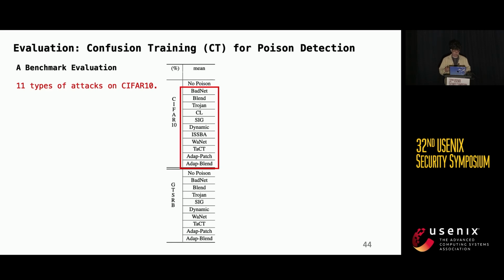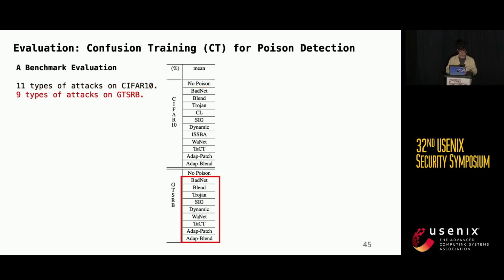To make a very strong evaluation, we actually do a very large benchmark evaluation. We consider 11 types of attack on CIFAR10. This includes some known hard examples like the clean label attack. We use CL to denote that. Also like WaNet, ISSBA, and also two adaptive attacks we mentioned before. And also we consider 9 types of attack on GTSRB.